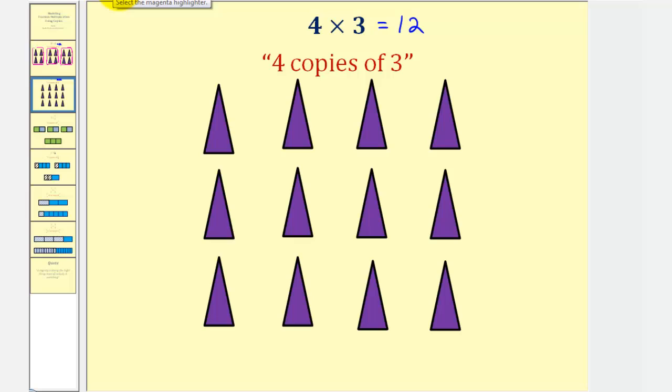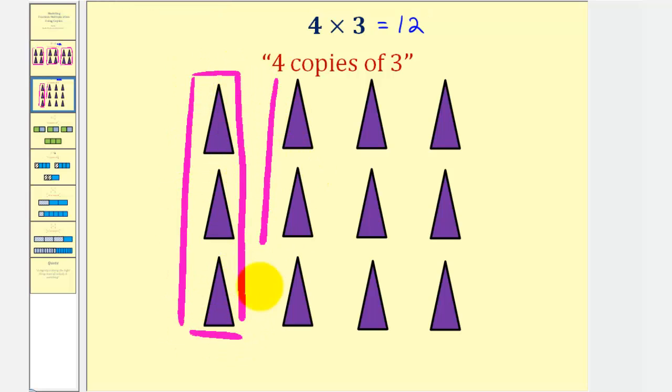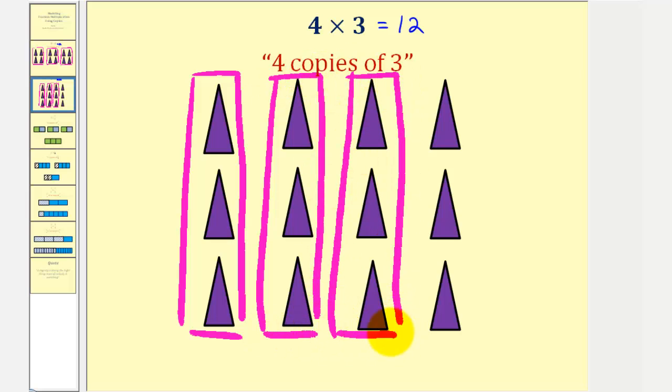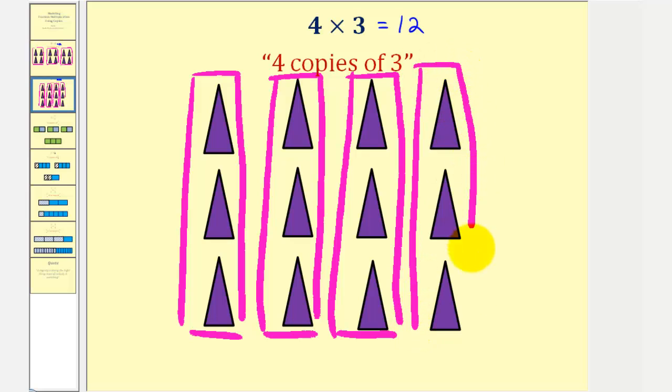If we have 4 copies of 3, this would be 1 copy of 3. This would be a second copy of 3. This would be a third copy of 3. And finally a fourth copy of 3, giving us a product of 12.